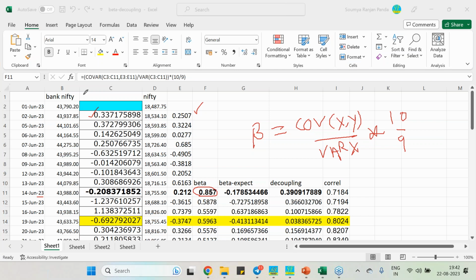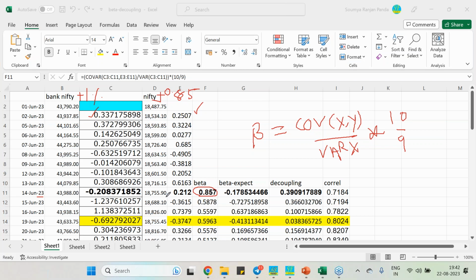That says if Bank Nifty goes up by 1% plus, Nifty will go up 0.85% plus. That is what the beta says. If it goes negative 1, Nifty will also come to minus 0.85. This is what the beta says. It is the competitiveness between Bank Nifty and Nifty, a competitive parameter.